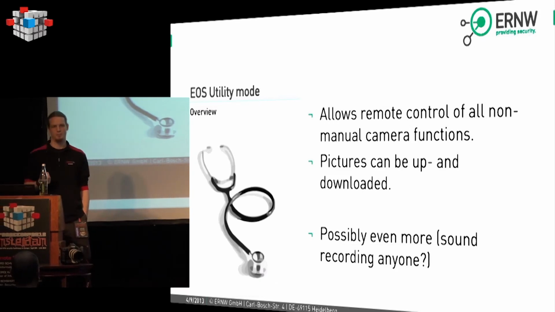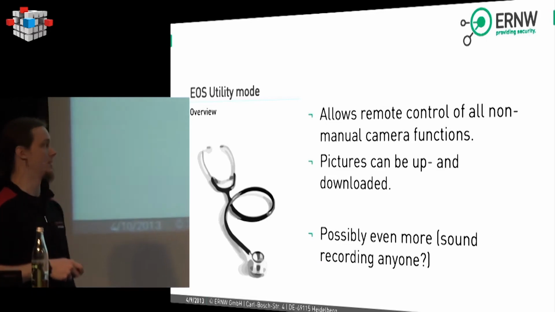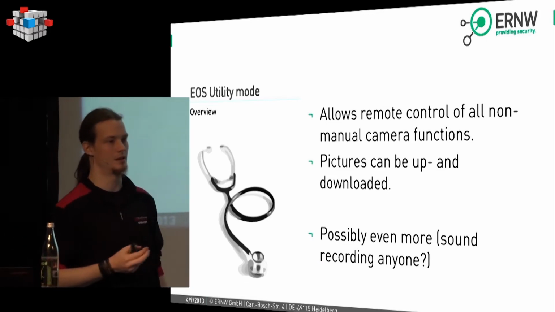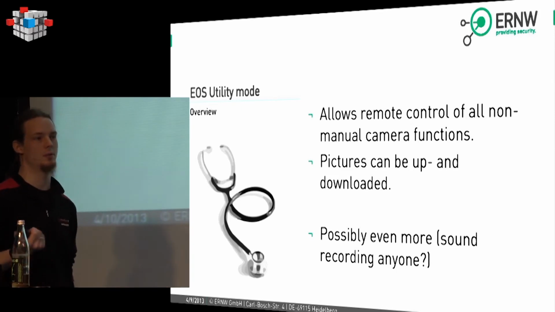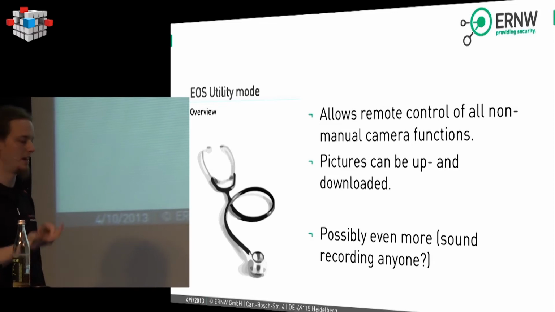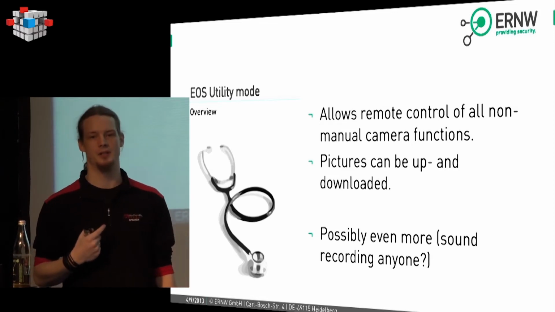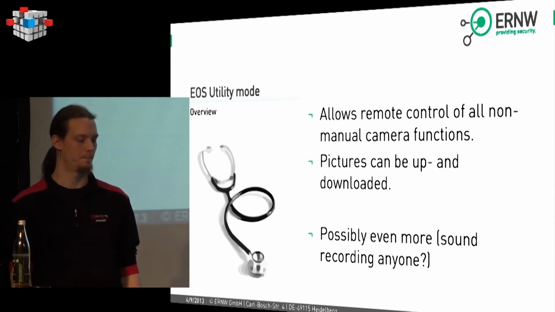I need to put some more time in, but maybe it's also possible to record sound. The camera has a built-in microphone. If I could just turn this on remotely, that would be great. For now, the way around is just to start a movie recording and download the movie afterwards, because then the sound data is also saved inside the movie file.